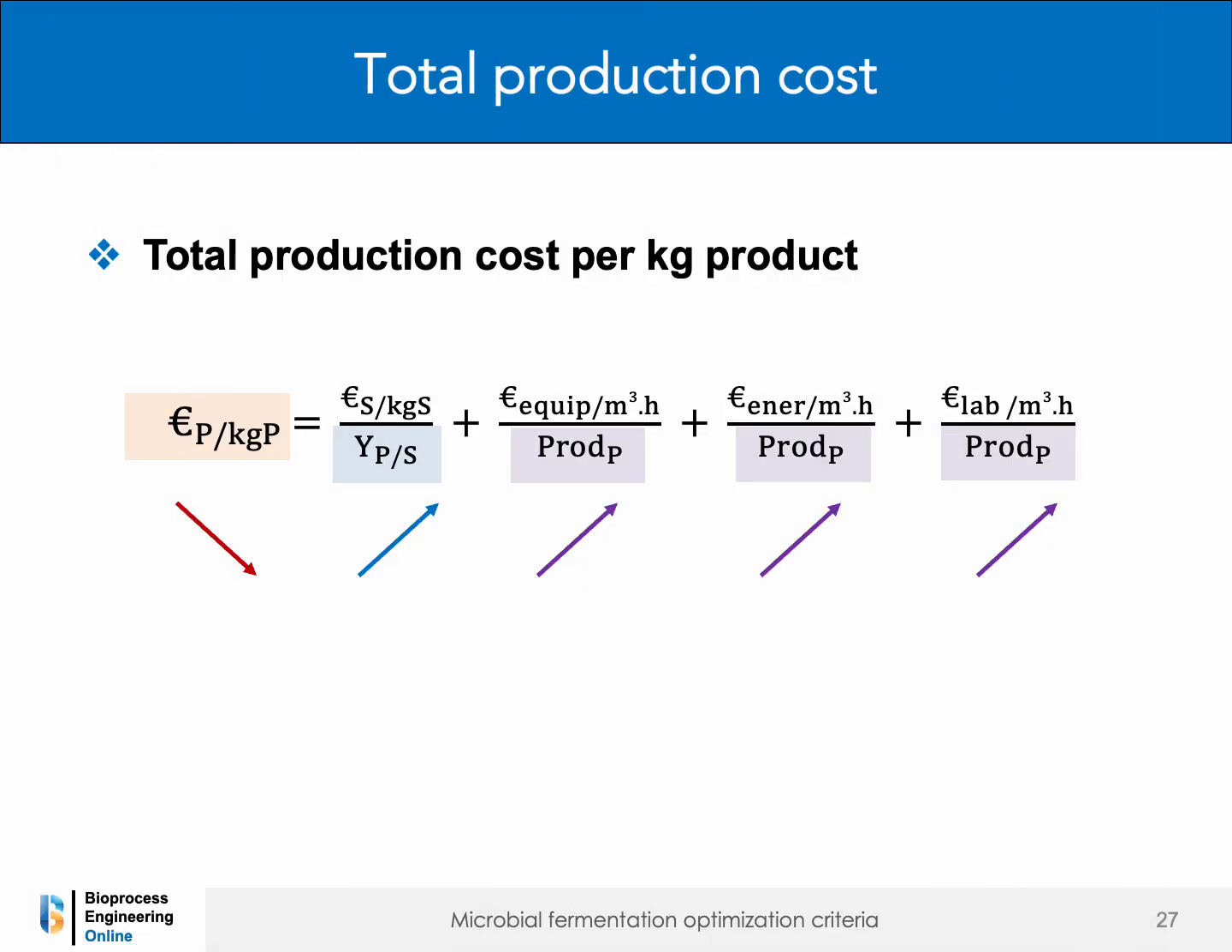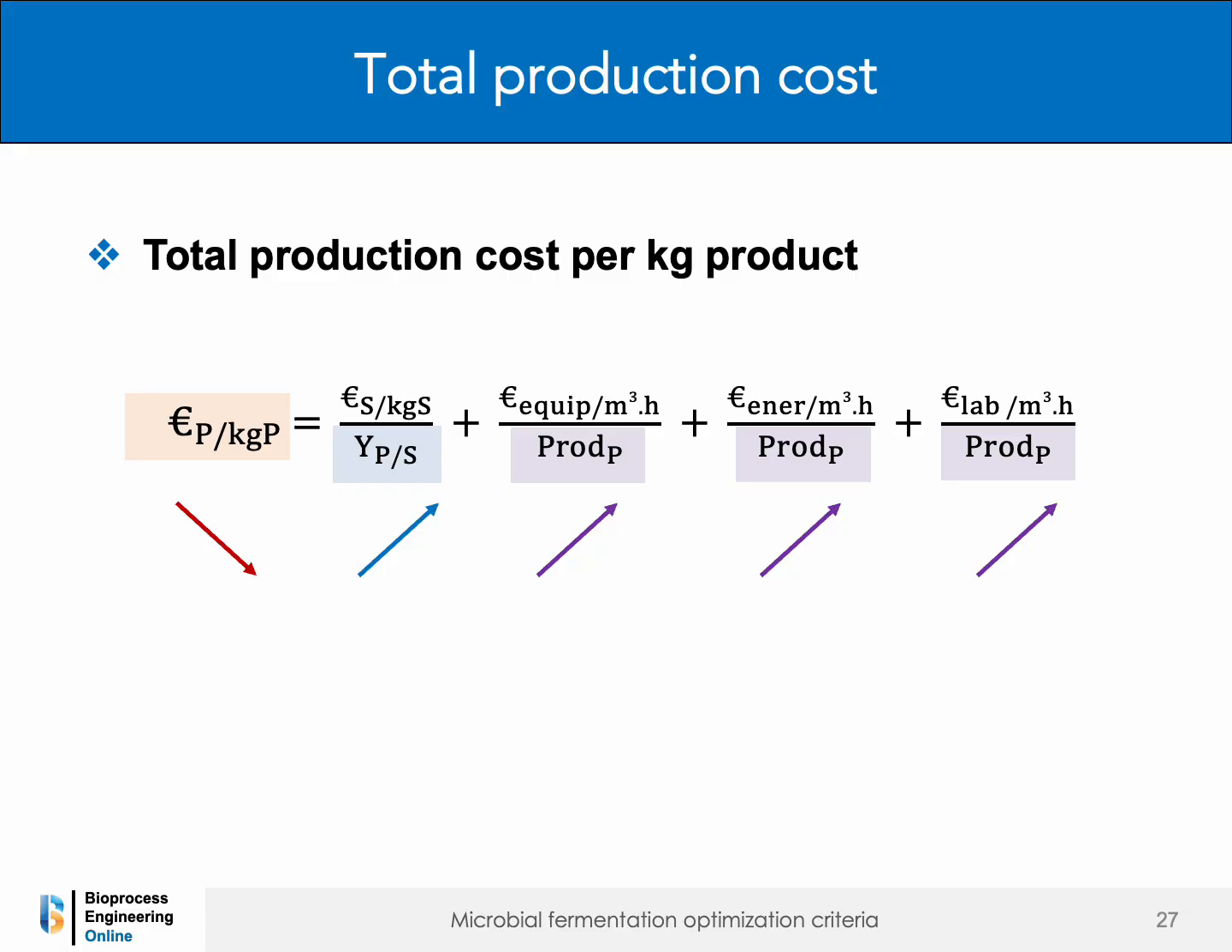The total production cost per kilogram of product is the sum of the four contributions from materials, equipment, energy, and labor. Because each of these contributions depends on either the fermenter productivity or the substrate to product conversion yield, the overall production cost is directly determined by these two technical criteria. Accordingly, the lowest possible production cost is achieved when the fermenter operates under conditions that simultaneously maximize productivity and maximize substrate to product conversion yield.